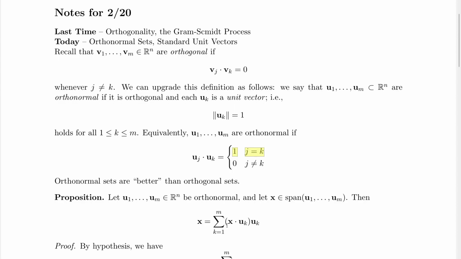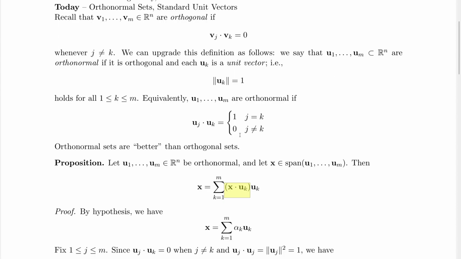And furthermore, the unique scalars are these. Ooh, just the dot products. So if you had an orthonormal set and you wanted to know how x lives in the span, you only need to compute a bunch of dot products, rather than solving a system of linear equations. This is what we had to do before. Beautiful. Life is good. Since we're in the span, we know x is equal to some linear combination.